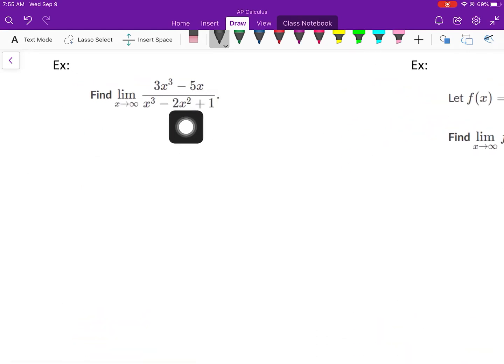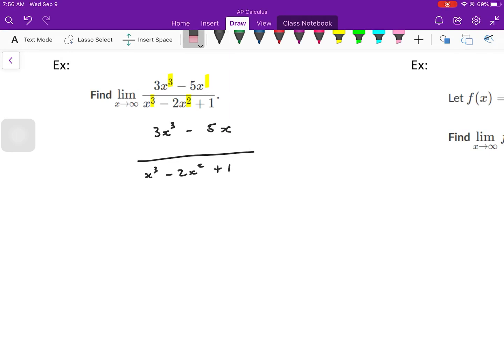So what I'm going to do is look at all the powers in here, limit as x goes to infinity. I'm going to look at all the powers and pick the highest power, and this has a power of 1. So the highest power is 3. So I'm going to divide everything by x to the third. So check this out. We'll have 3x cubed minus 5x, and I'm going to leave some space there, x cubed minus 2x squared plus 1. I don't know why I put the equal sign yet. I'm going to have to rewrite that. Anyways, so I'm going to divide everything by x cubed, the highest power.